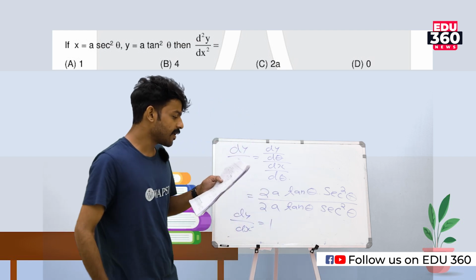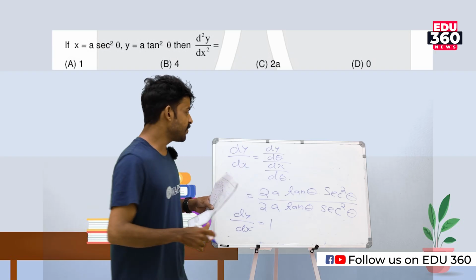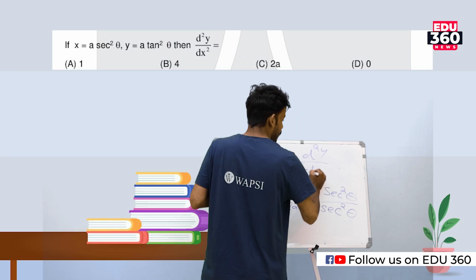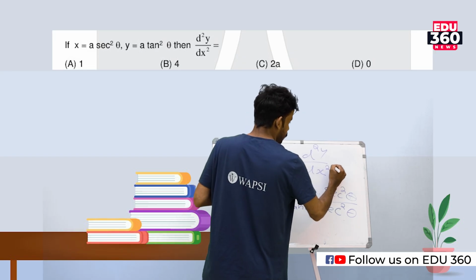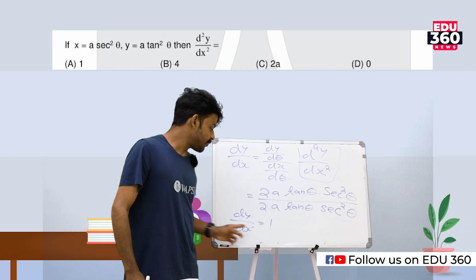So in the question they are asking us to find the second derivative. That means d square y by dx square. We need to find the value of this. Okay, so now look here, dy by dx, we got a constant.